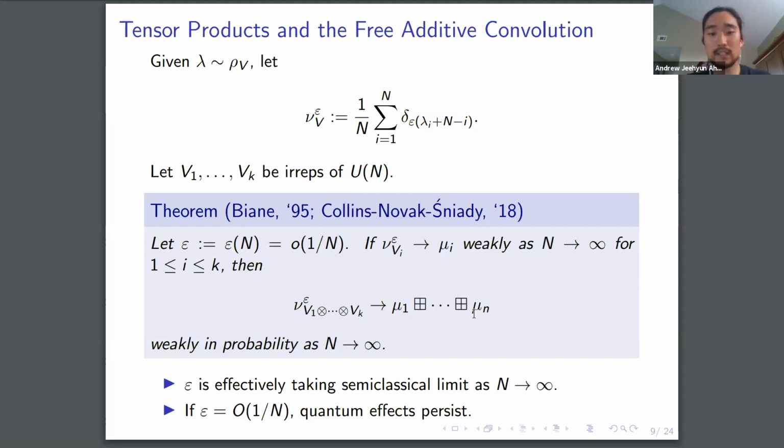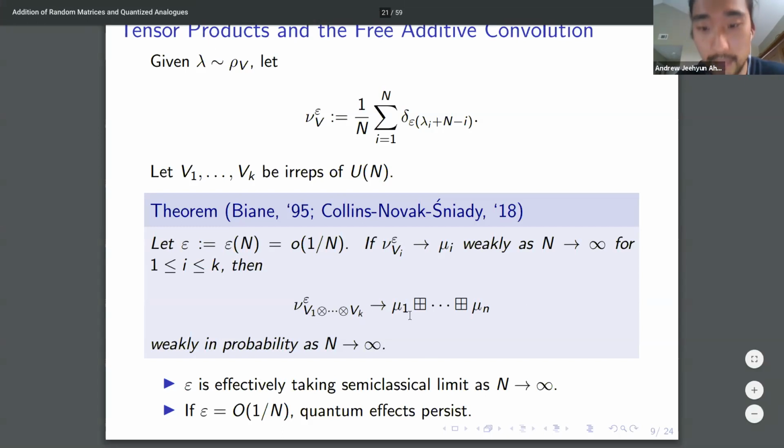This result is saying that in this quantized world, if you tune epsilon to tend to 0 faster than 1 over n, then the limit looks just like it did in the random matrix case. The reason for this is that by having epsilon tend to 0 this quickly, you're basically taking a semi-classical limit while you're taking n to infinity, and so you're approaching these random matrix models as n is growing. So you would expect to see the same limit.